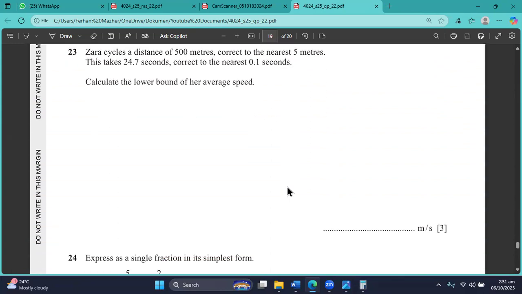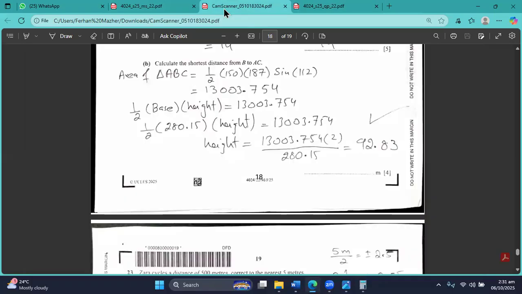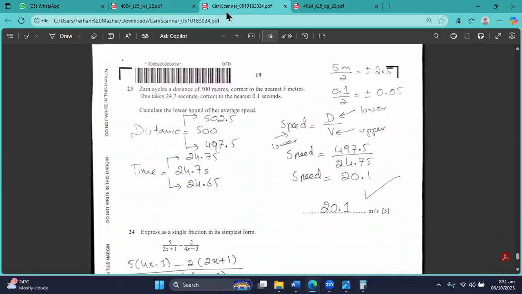It says Zara cycles a distance of 500 meters correct to the nearest 5 meters. This takes 24.7 seconds correct to the nearest 0.1 seconds. Calculate the lower bound of her average speed. Okay, so this is on the limit of accuracy.